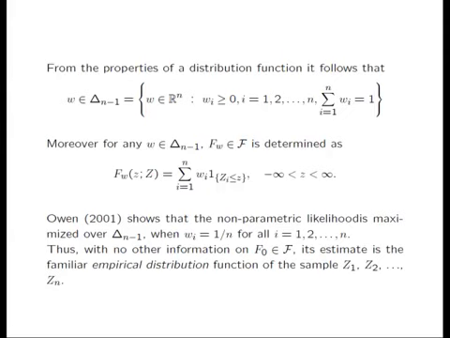And so Owen shows that the non-parametric likelihood is maximized when the weights are just 1 on n. And we get what we would naturally expect, that the natural estimate non-parametrically is actually the empirical distribution function over these actual points. So he shows that this is actually true, i.e. we get the natural result out of this.